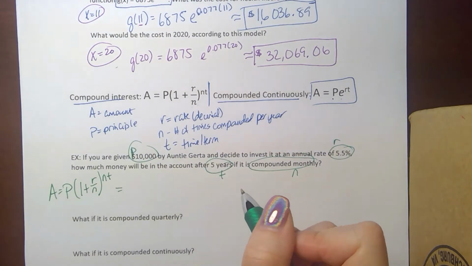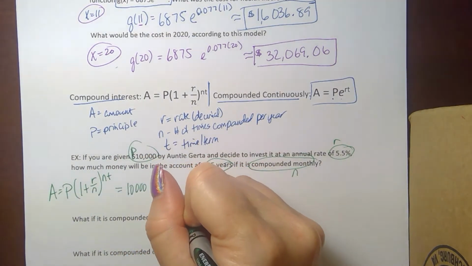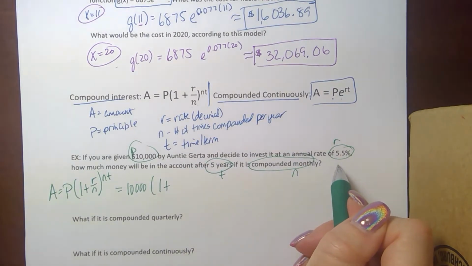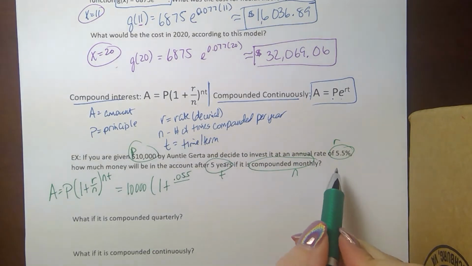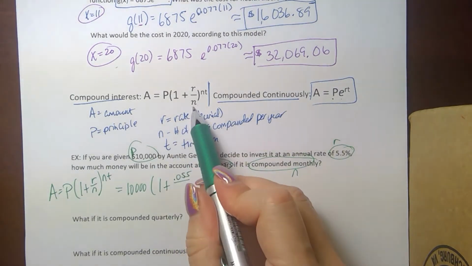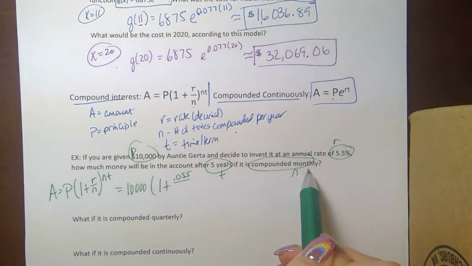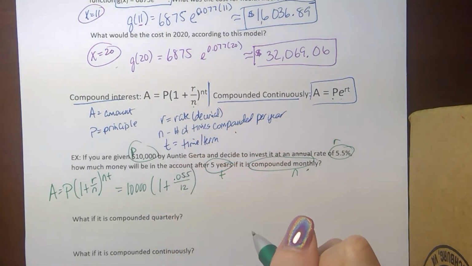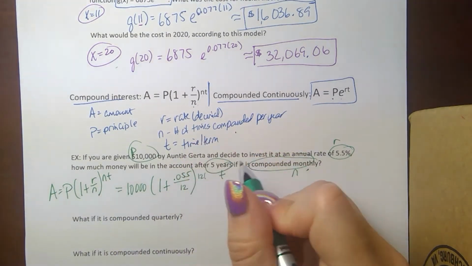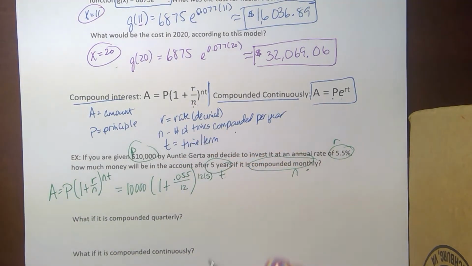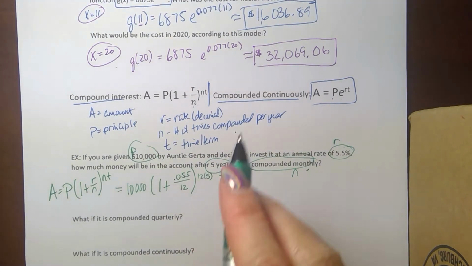Let's plug in everything that we know. Our principal is 10,000. 1 plus our rate is 5.5%. I turn that into a decimal. It's 0.055 over N. N is the number of times compounded. We are compounding monthly, so N is 12 because there are 12 months in a year. Raised to the NT power. Well, N is 12, and we're leaving it alone for 5 years. So my exponent here is 12 times 5, or 60.